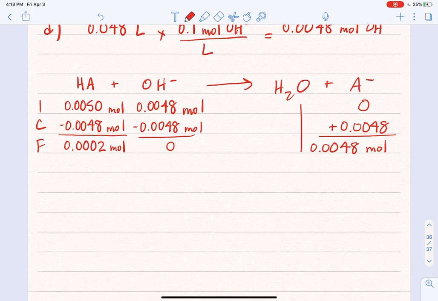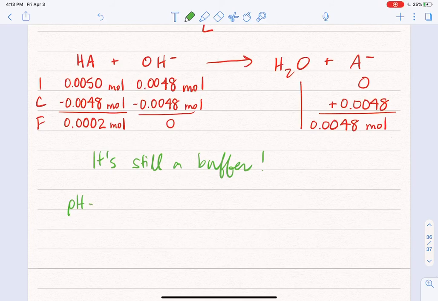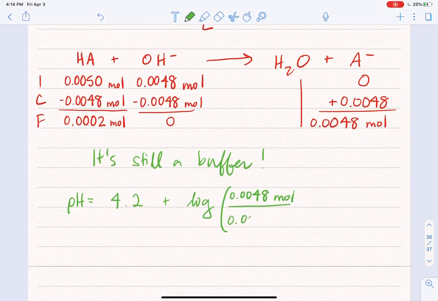Is it still a buffer? You bet it is. I still have the weak acid and its conjugate weak base. And as long as I have both of them present in solution, it's still a buffer, and I can still use the Henderson-Hasselbalch equation to figure out its pH. So that's going to be 4.2 plus the log of the number of moles of base over the number of moles of acid.